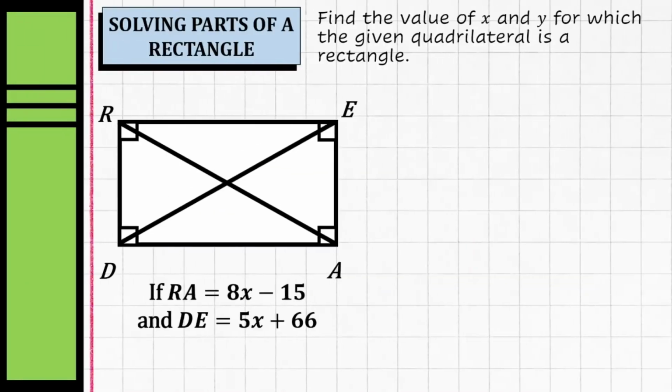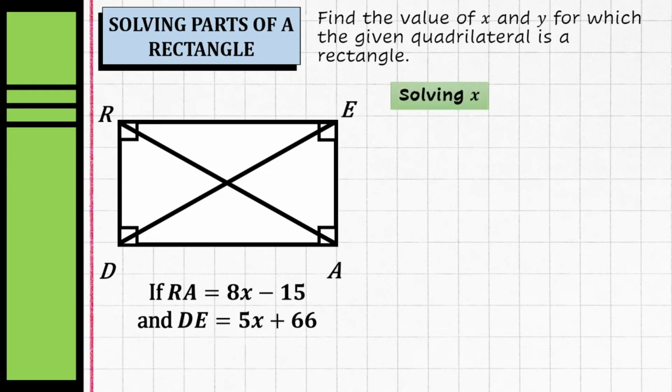Alright. Let's have another example. For example, we're going to solve for the value of x and y in this rectangle. In this rectangle, we're given the measurement of each diagonal. RA, one of the diagonals of our rectangle, is equal to 8x minus 15. And the other diagonal, DE, is equal to 5x plus 66.